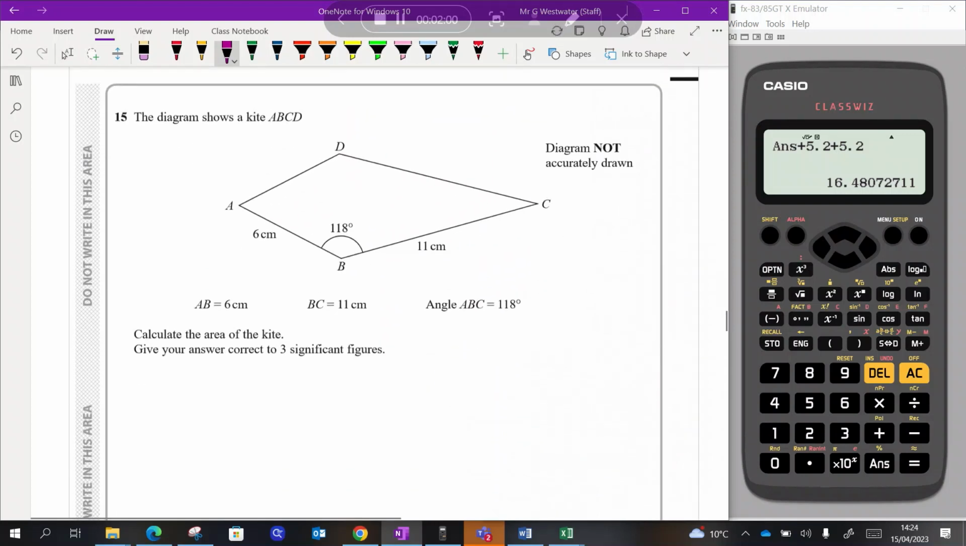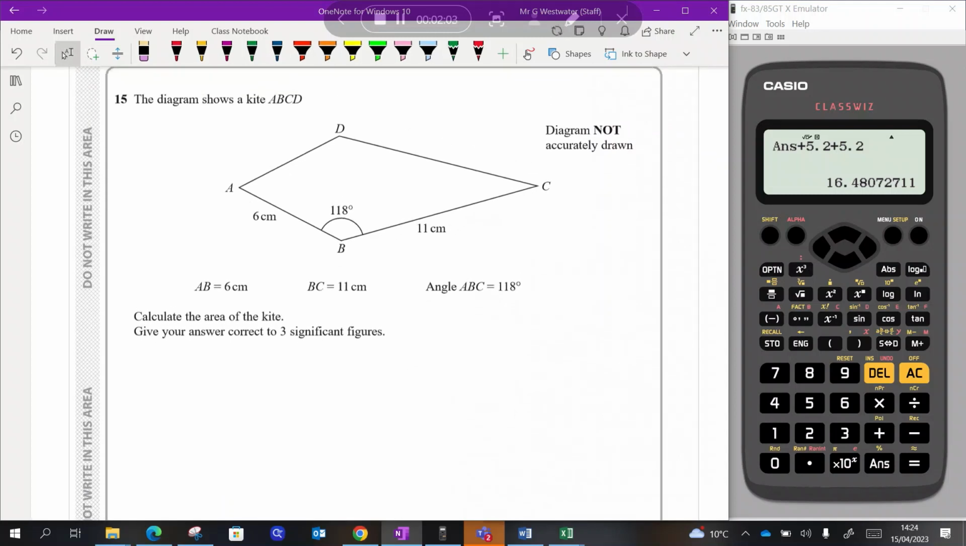On to question 15. So we've got a kite and we're being asked to work out the area of the kite, giving our answer to 3 significant figures. So the first thing I'm going to do is cut this in half. Because now I can think about this as 2 identical triangles.